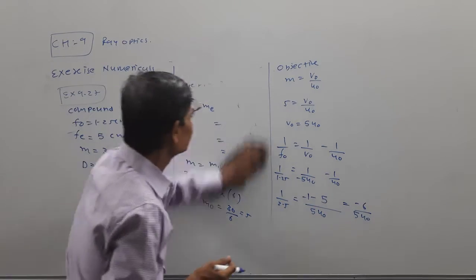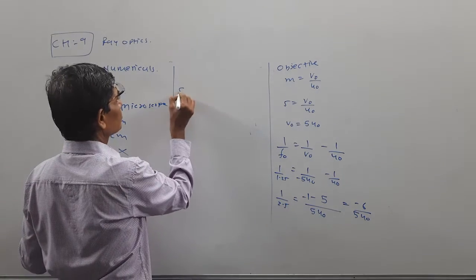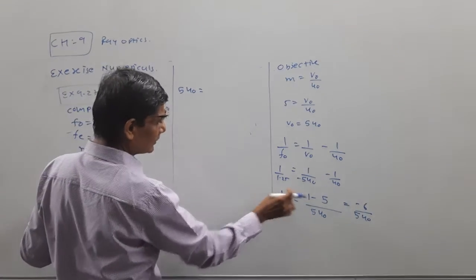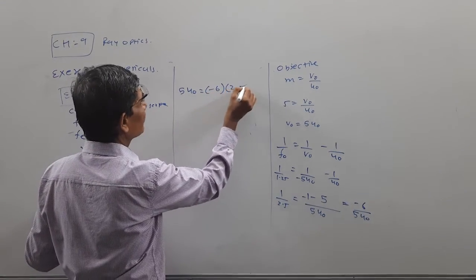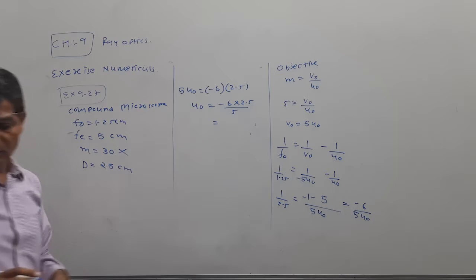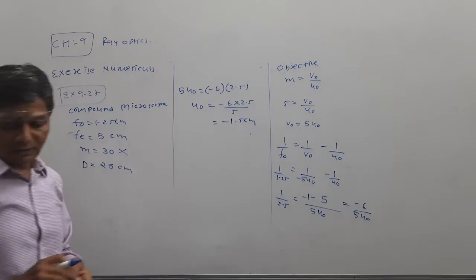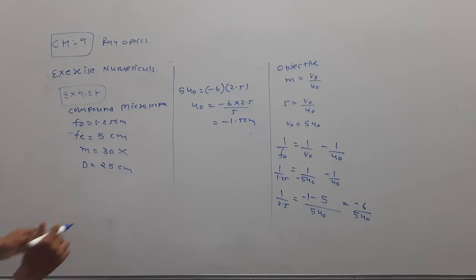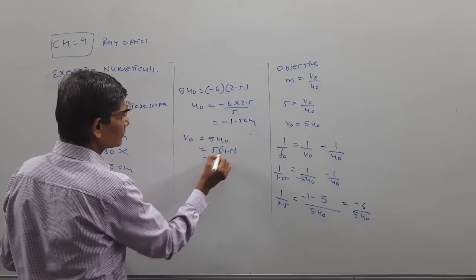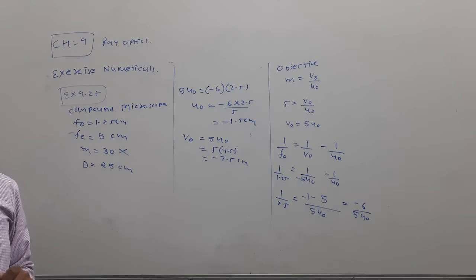Now if I solve, 5U0 into 6, minus 6 into 2.5 U0, so that turns out to be minus 1.5 centimeter. Now the image distance is 5 times U0. This is the image distance for the objective.